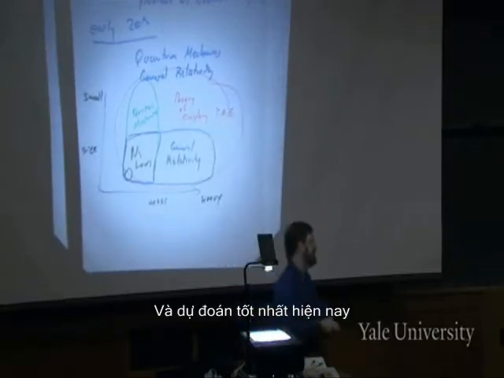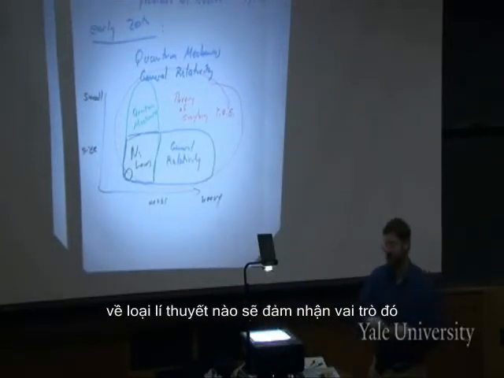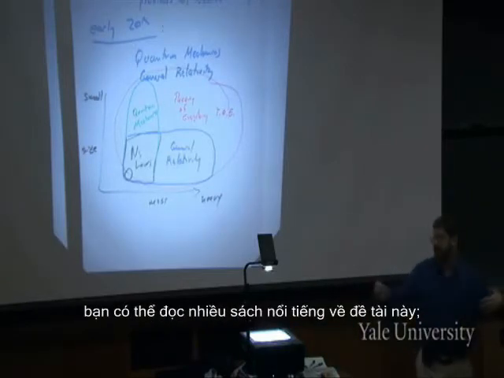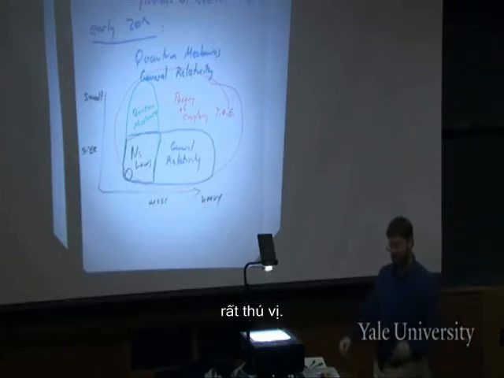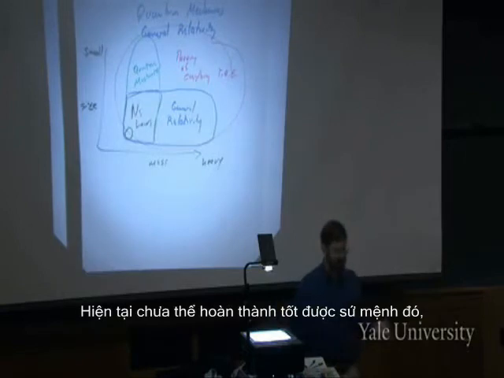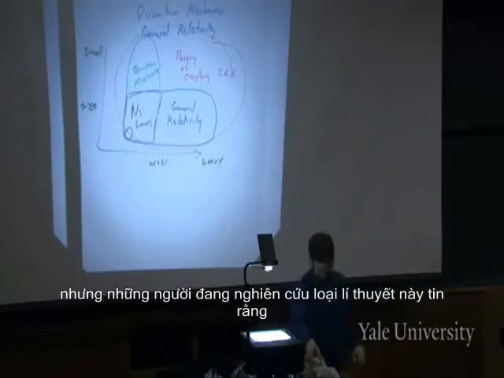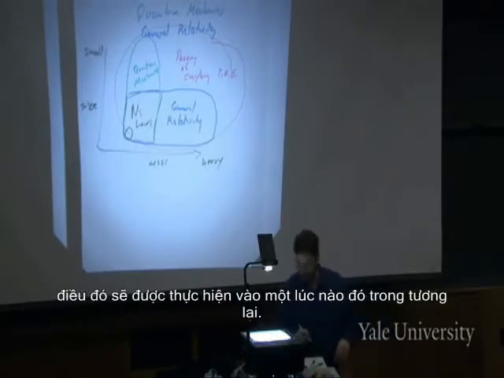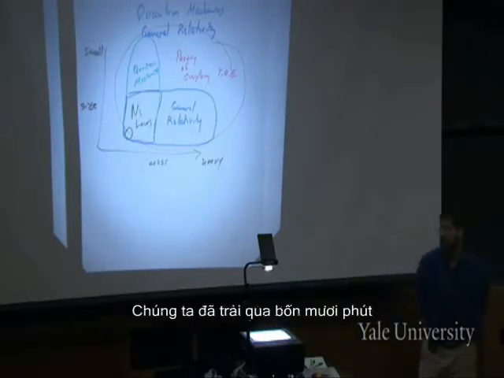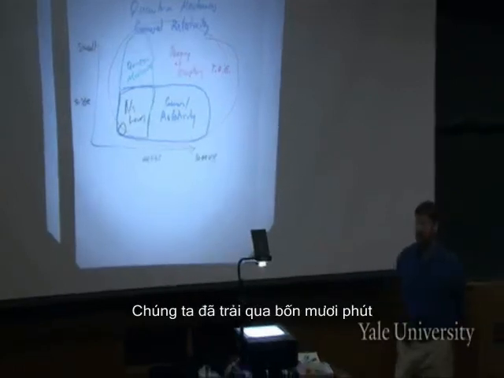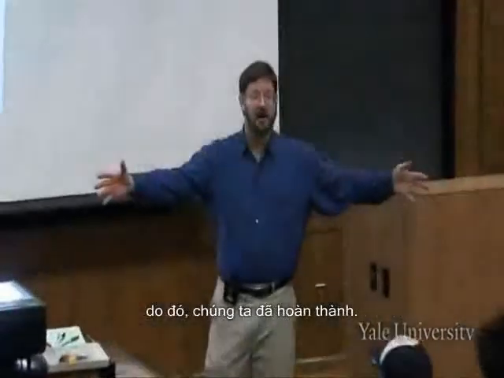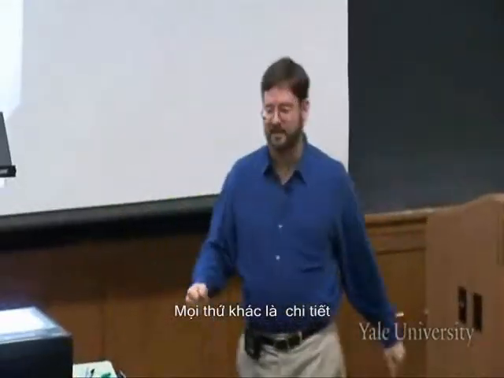And the best current guess as to what kind of a theory that will be is that it will be some kind of string theory. I won't go into string theories now. It's big. You can go read many popular books on this. It's very exciting. There is currently no string theory that really works out all that well, but the people who are studying this kind of thing like to believe that that's going to work out sometime in the future. Okay, this is good. We've gone in about 40 minutes from the start of science to the theory of everything. So we're done. Everything else is a detail.